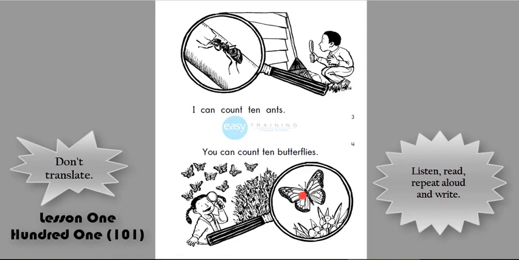Here is a butterfly. And this butterfly is being magnified by the use of a lens, which this girl is using. And she says, you can count 10 butterflies. Can you count 10 butterflies? Let's count. 1, 2, 3, 4, 5, 6, 7, 8, 9, 10. Yes, I can count 10 butterflies. Can you count 10 butterflies?